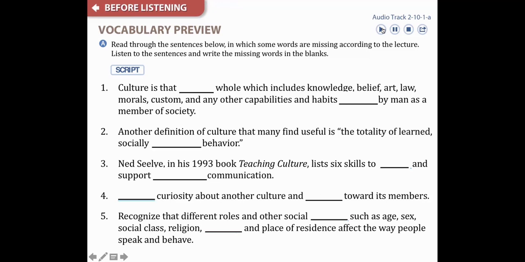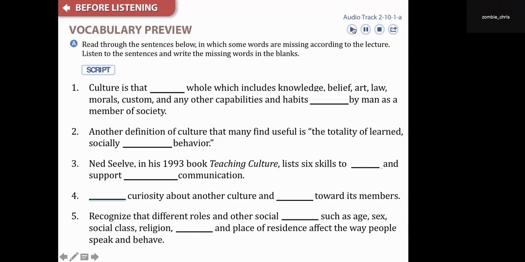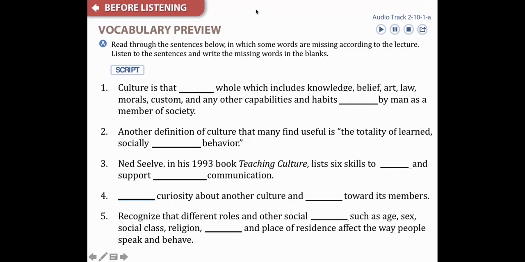Three. Ned Seeley, in his 1993 book, Teaching Culture, lists six skills to nurture and support intercultural communication. Four. Cultivate curiosity about another culture and empathy toward its members. Five. Recognize that different roles and other social variables such as age, sex, social class, religion, ethnicity, and place of residence affect the way people speak and behave.